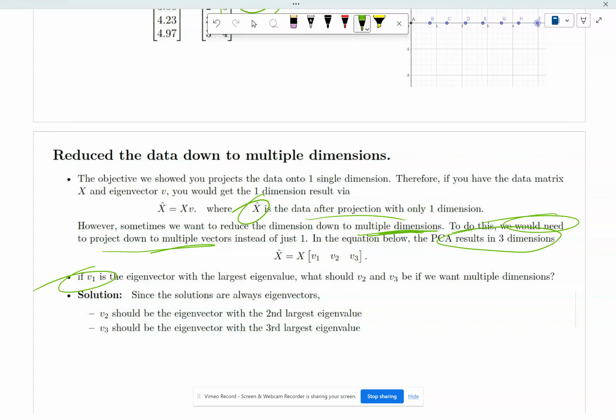Now, if V1 is the eigenvector of the largest eigenvalue, then what do you think V2 and V3 should be? Well, it's not going to be surprising, right? Since the solutions are always eigenvectors, V2 should be the eigenvector with the second largest eigenvalue, and V3 should be the eigenvector with the third largest eigenvalue, and so on and so forth. So that's how you can reduce the data down to multiple dimensions.